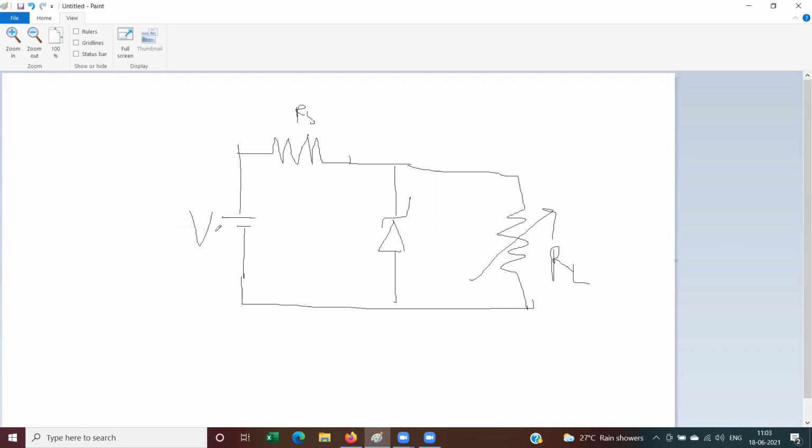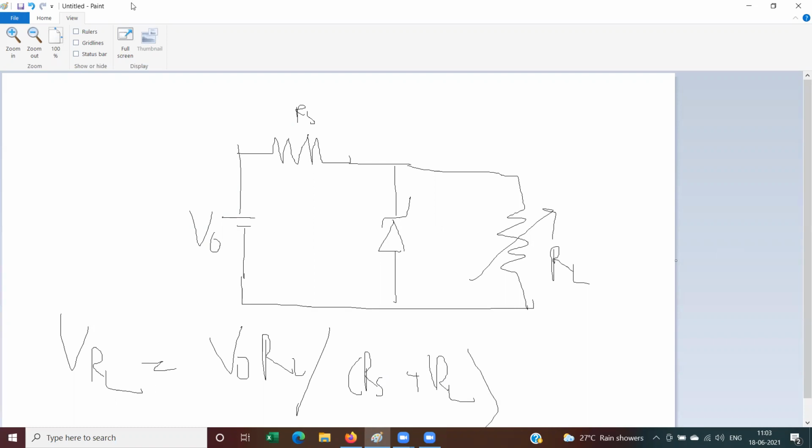This is V naught. Okay, let us say this is V naught. VRL is equal to V naught times RL divided by RS plus RL. Do you agree? VRL equals V naught RL by RS plus RL. Assuming that a Zener diode is not present, VRL would be this V naught RL by RS plus RL, right?